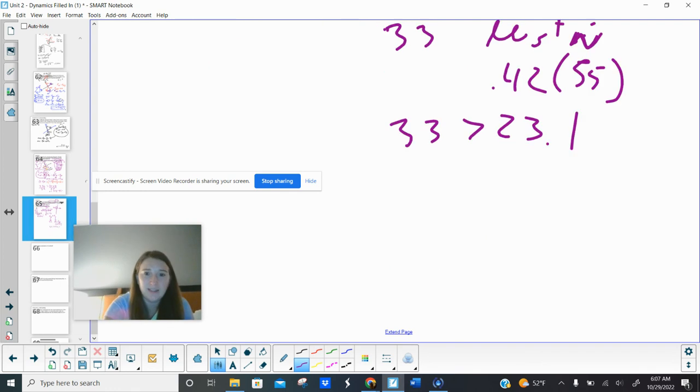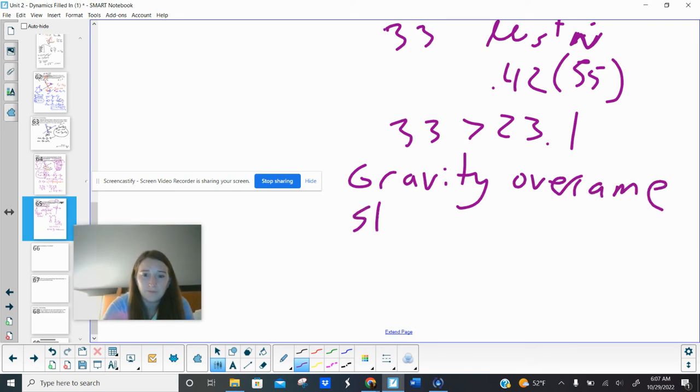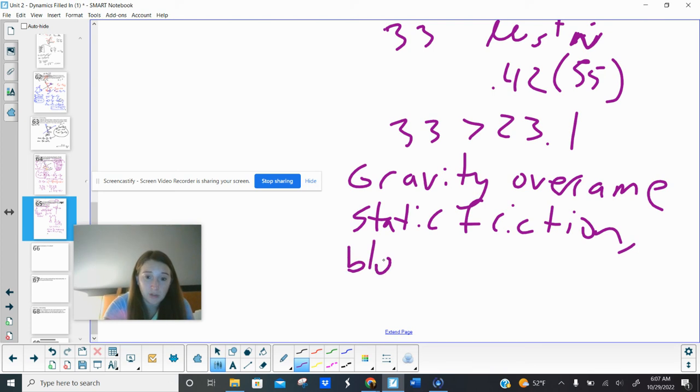Yes, what that means is gravity overcame static friction. So is the block going to move? Yes. The block is in motion.